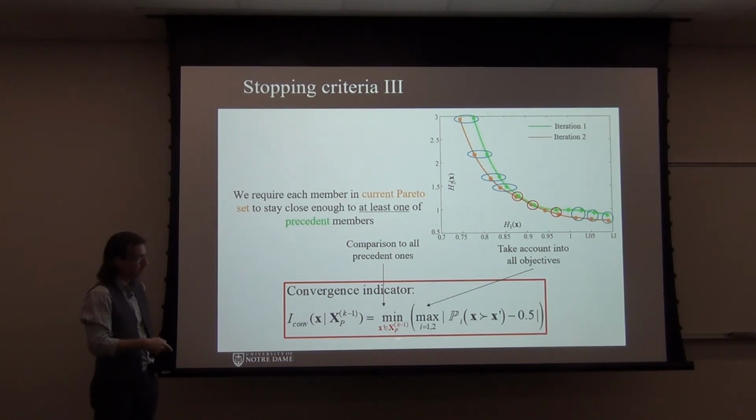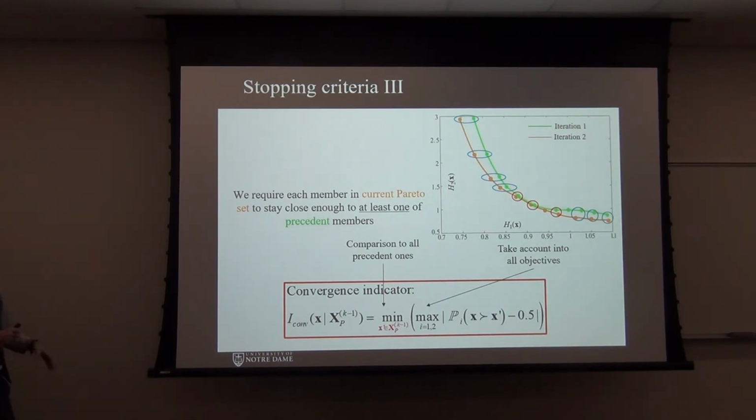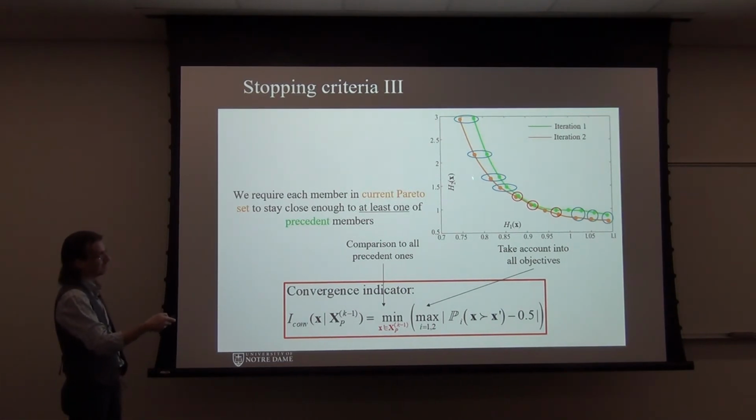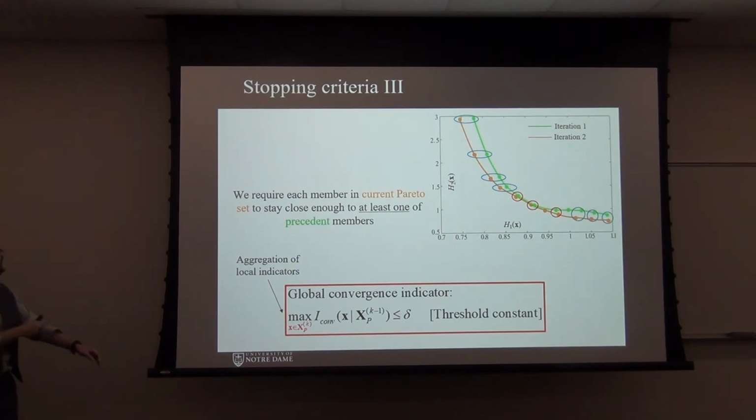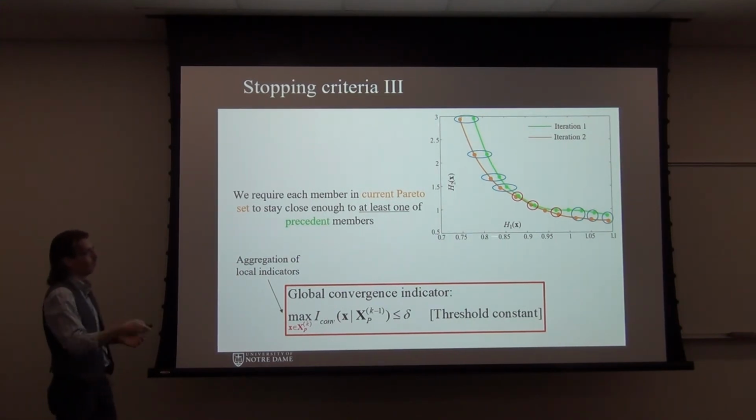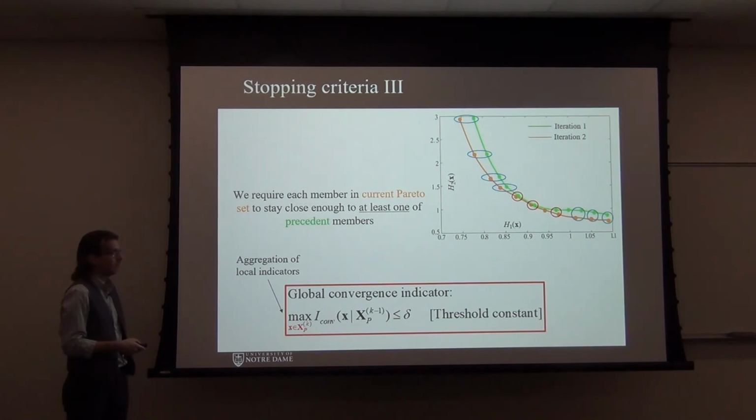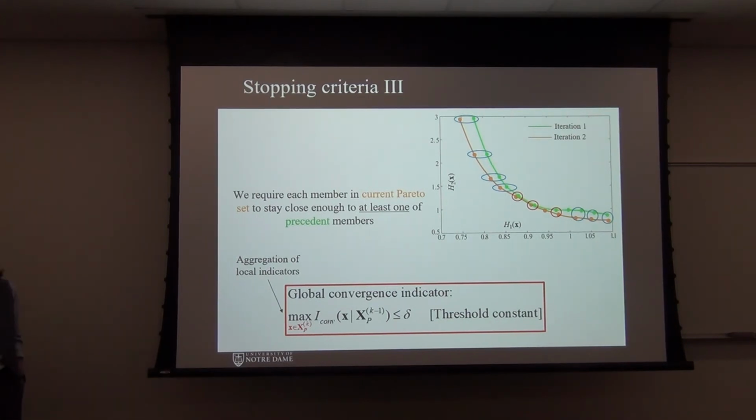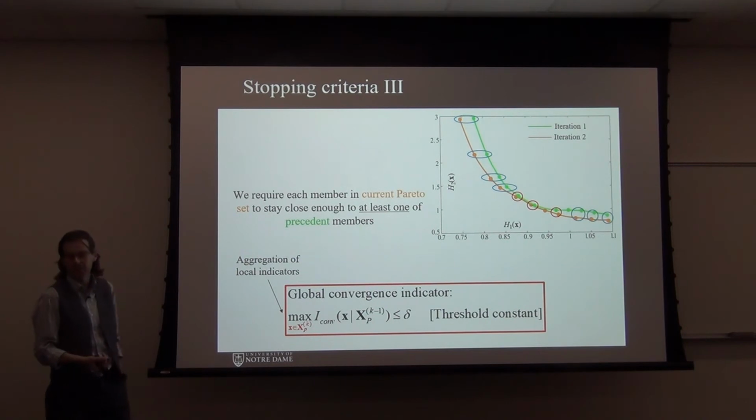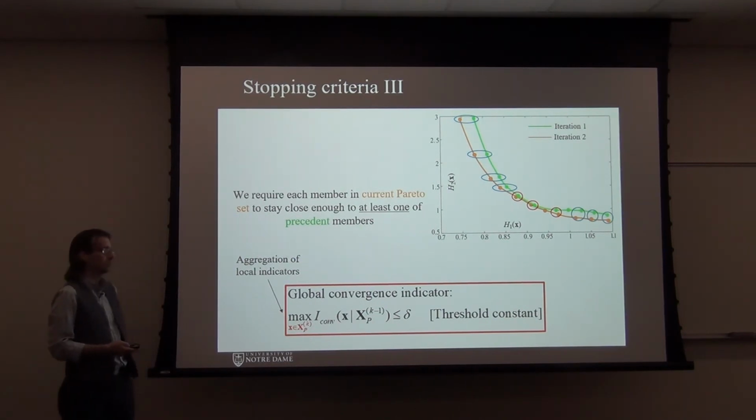So in other words, you compare each of the new points to all the previous ones, and then you figure out what the minimum distance is. And looking at the global now, so this is convergence for each of the different new Pareto points. For global convergence, you evaluate the maximum value over all the different Pareto points. If this is not smaller than a threshold that you've set, it means that you haven't converged, or at least in some parts of the Pareto set you haven't converged, so you should proceed to the next iteration.